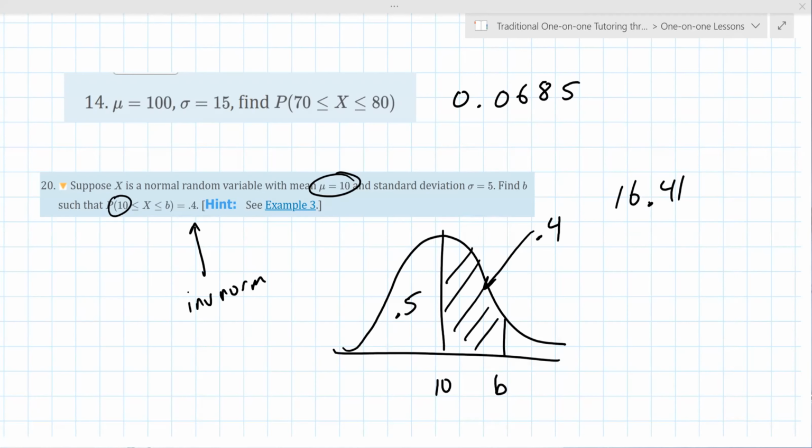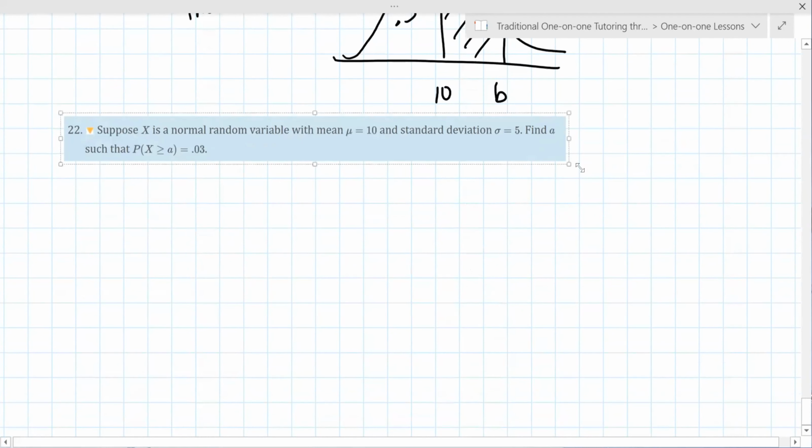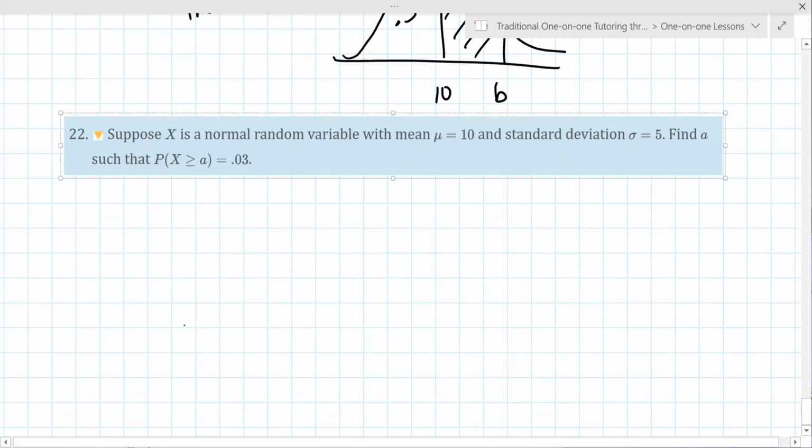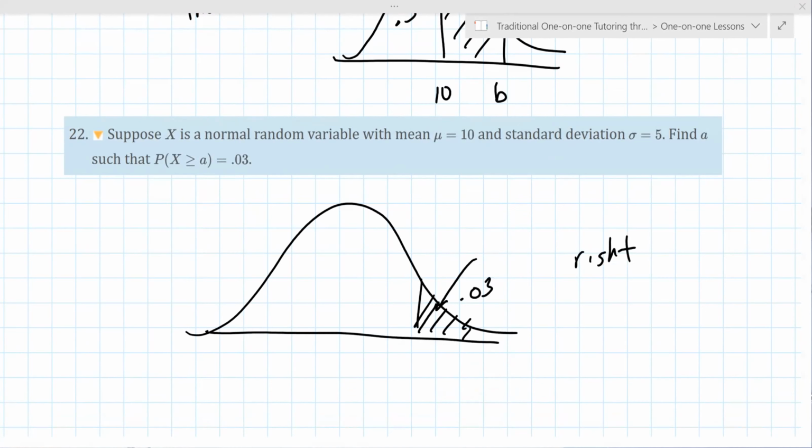And the next one is 22. Okay. This is just like the 4 and 5 that we did. So it's good practice because it's just a repeat with different numbers. Here the picture is kind of important. When it says X greater than A, they're telling you that this area right over here is 0.03. So make sure you're using right tail on your calculator. And it's an inverse norm again. Whenever they give you the area, it's inverse norm.